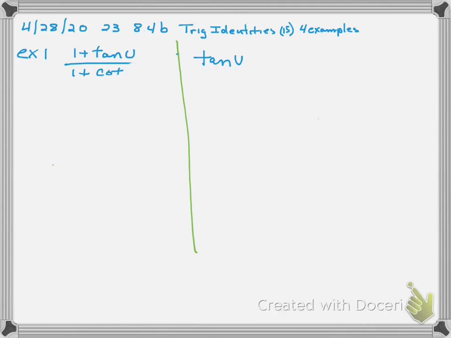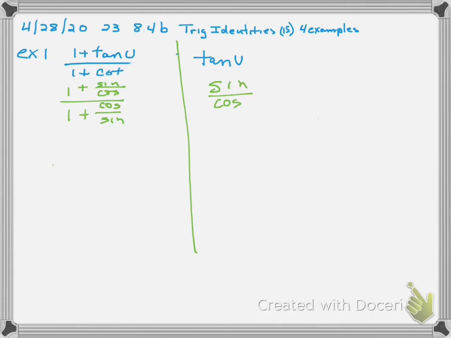So I'm going to come over here, and first I'm going to turn the right side into sine over cosine, because that's what I'm aiming for. Then I'm going to turn this side into 1 plus sine over cosine over 1 plus cotangent, which is cosine over sine.